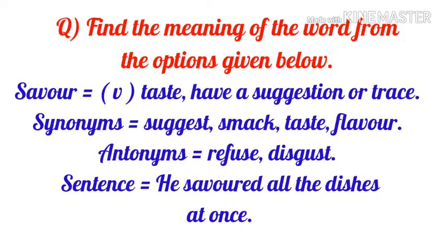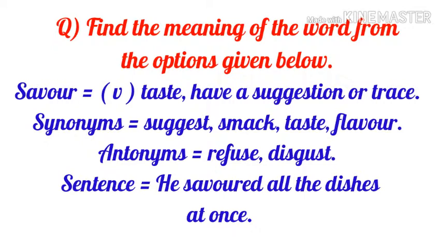The first word is savor, and its meaning is to taste or have a suggestion or trace of. It is a verb, so its meaning is very simple. Its meaning is to taste something. Let us see the synonyms of the word. Its synonyms are suggest, smack, taste, flavor. Then its antonyms are refuse, disgust, like this.